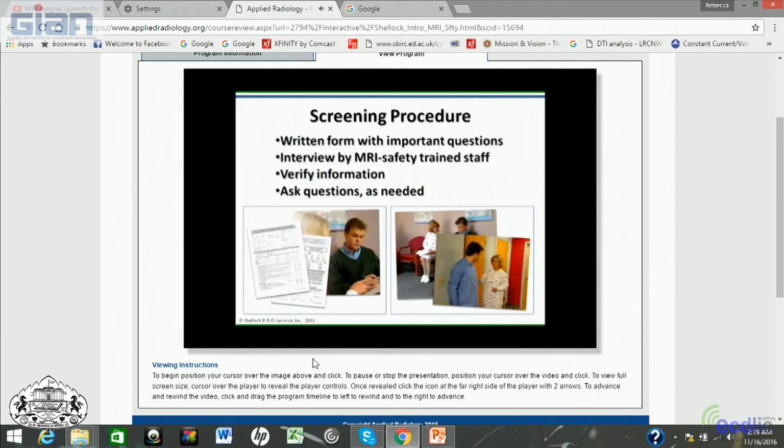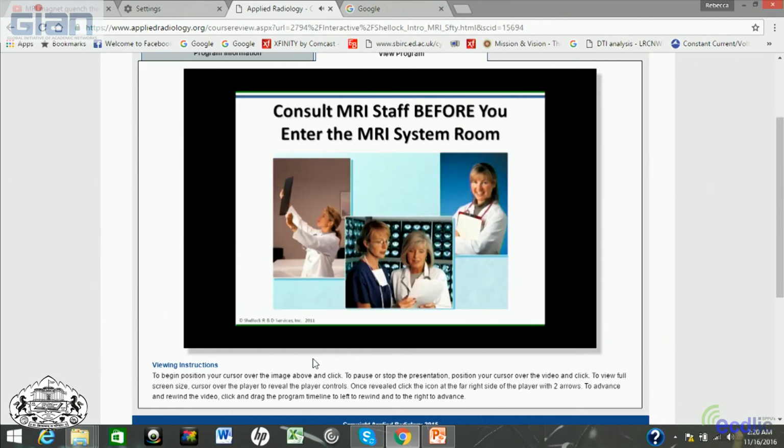After you fill out the screening form, an MRI safety trained staff member will conduct a verbal interview that gives you the opportunity to discuss information on the form and to verify that you understood all of the questions. If you have any question or concern regarding your safety in the MRI environment, please consult the MRI technologist, radiologist, MRI safety officer, or other MRI safety trained staff member.